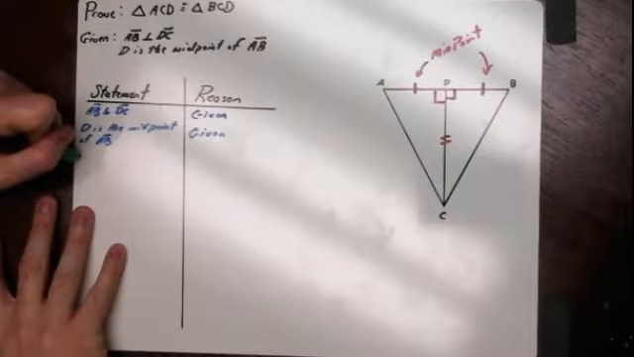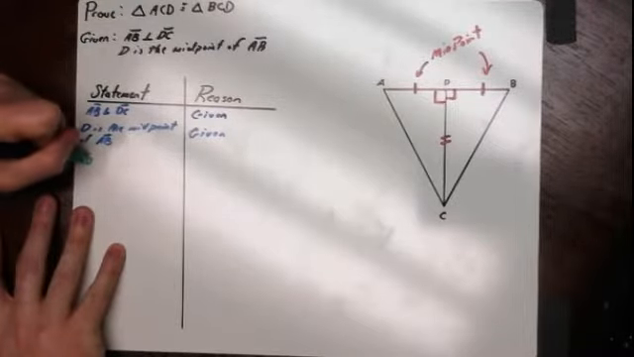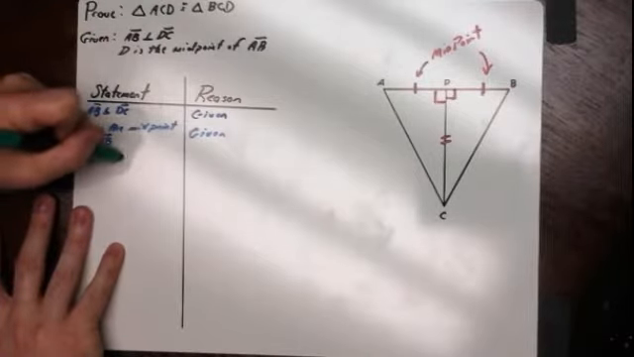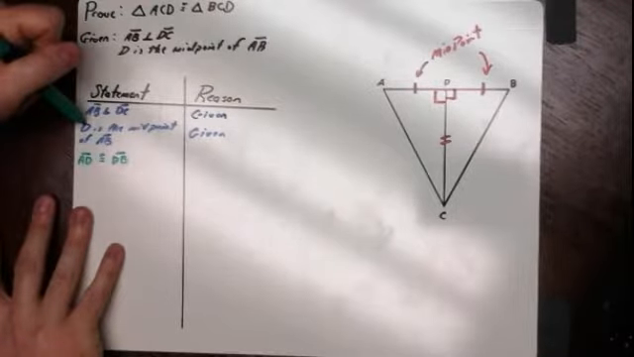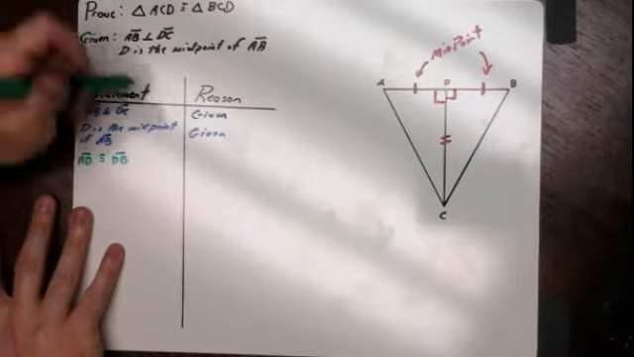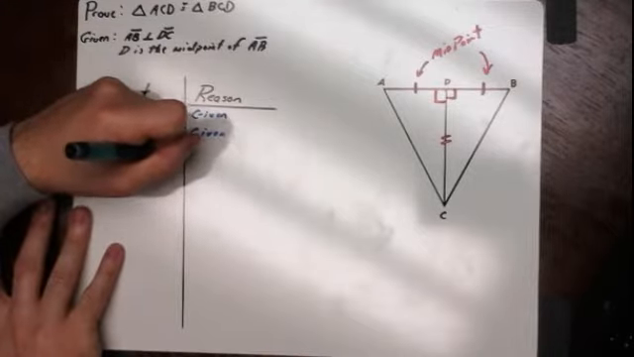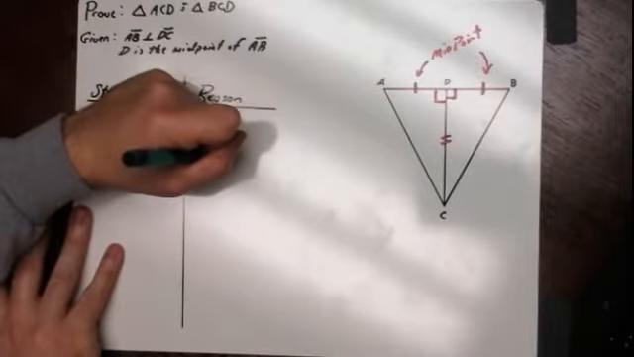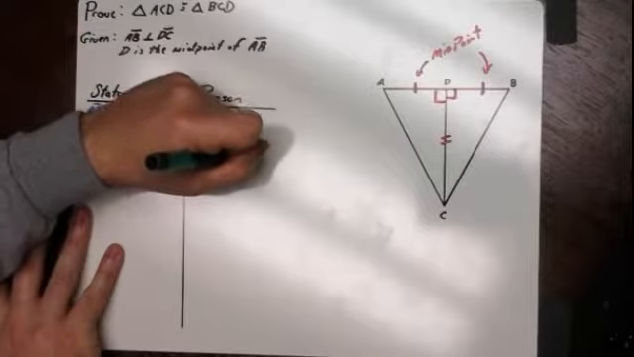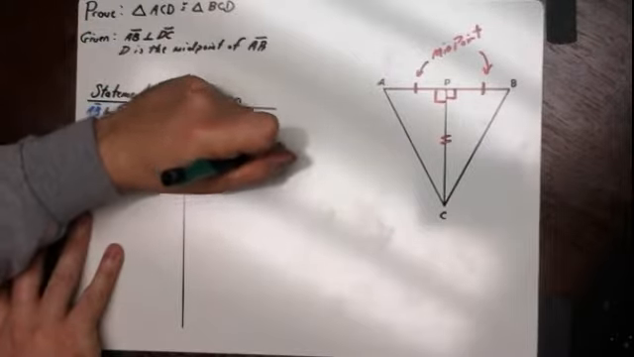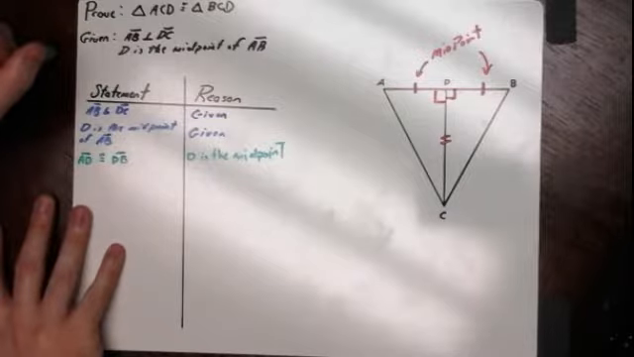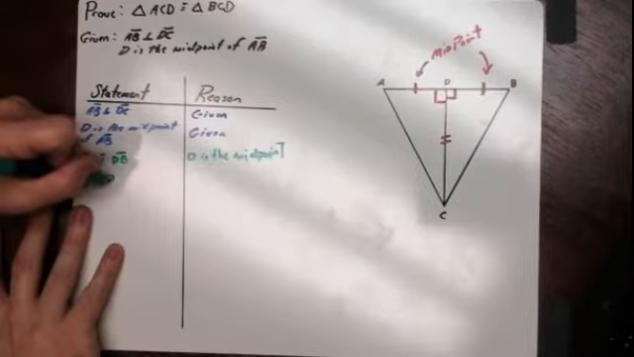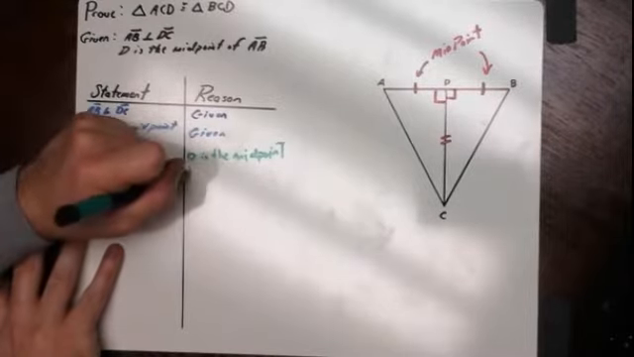Let's do the midpoint first. Line AD is congruent to line DB because D is the midpoint. So I could say the property of a midpoint, or I could say D is the midpoint. However you want to handle that, D is the midpoint. Okay, next. I got the reflexive property, so I'm going to say DC is congruent to DC. And that's the reflexive property.